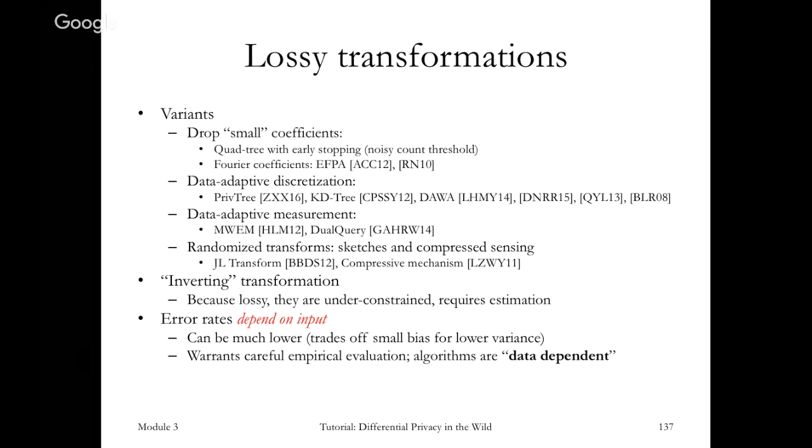With these techniques, because the transformation is lossy, the error rates now depend on the input. If you're working with sparse data and you drop some of the low coefficients, then you might still be able to reconstruct an accurate result. On the other hand, you're choosing to throw out some information, so you're implicitly injecting some bias into the calculations. On the one hand, that can be good: you can trade off a small amount of bias for dramatically lowering the variance. But to evaluate these techniques, their error rates become data dependent. So it becomes much trickier to evaluate them and figure out whether it's offering a good privacy utility trade-off.